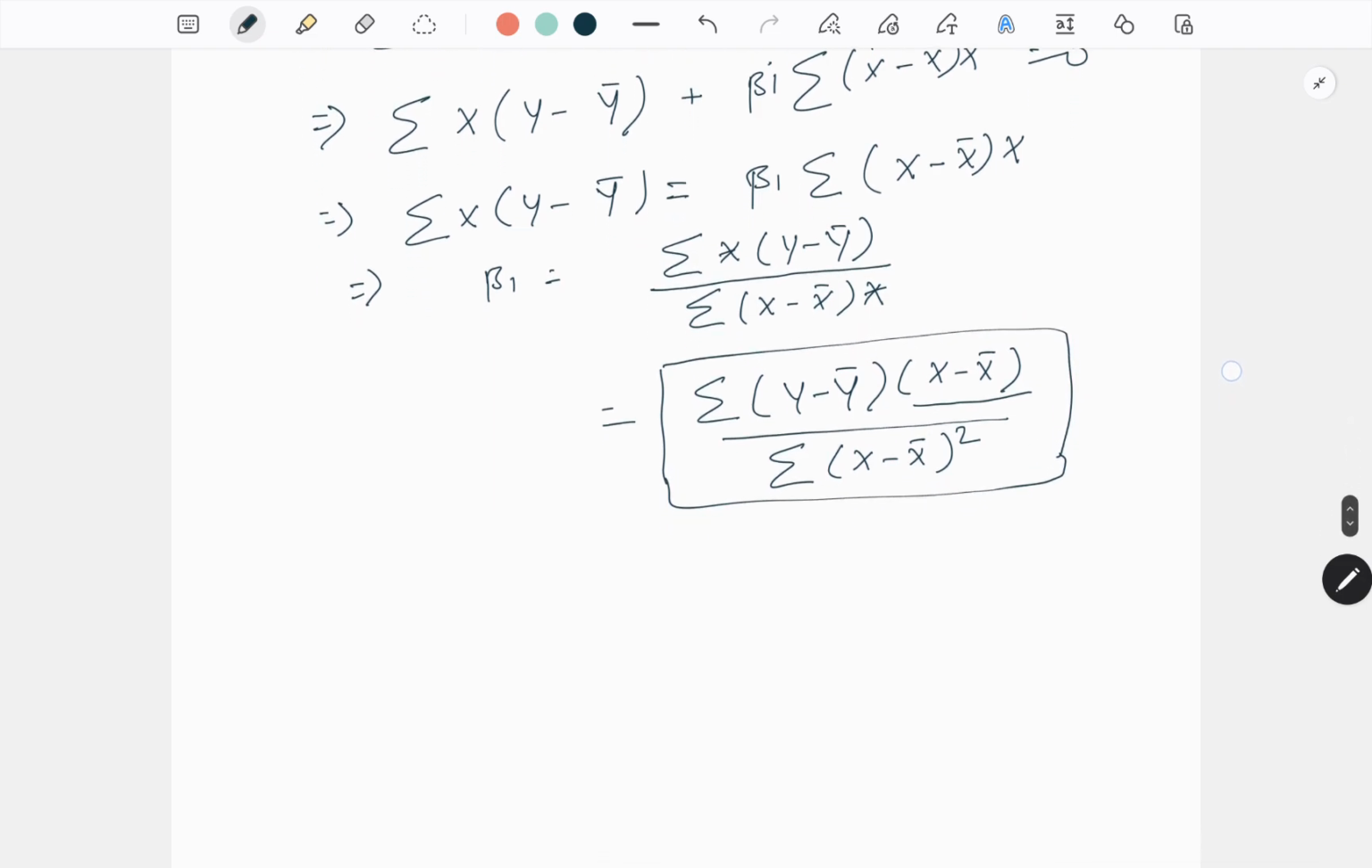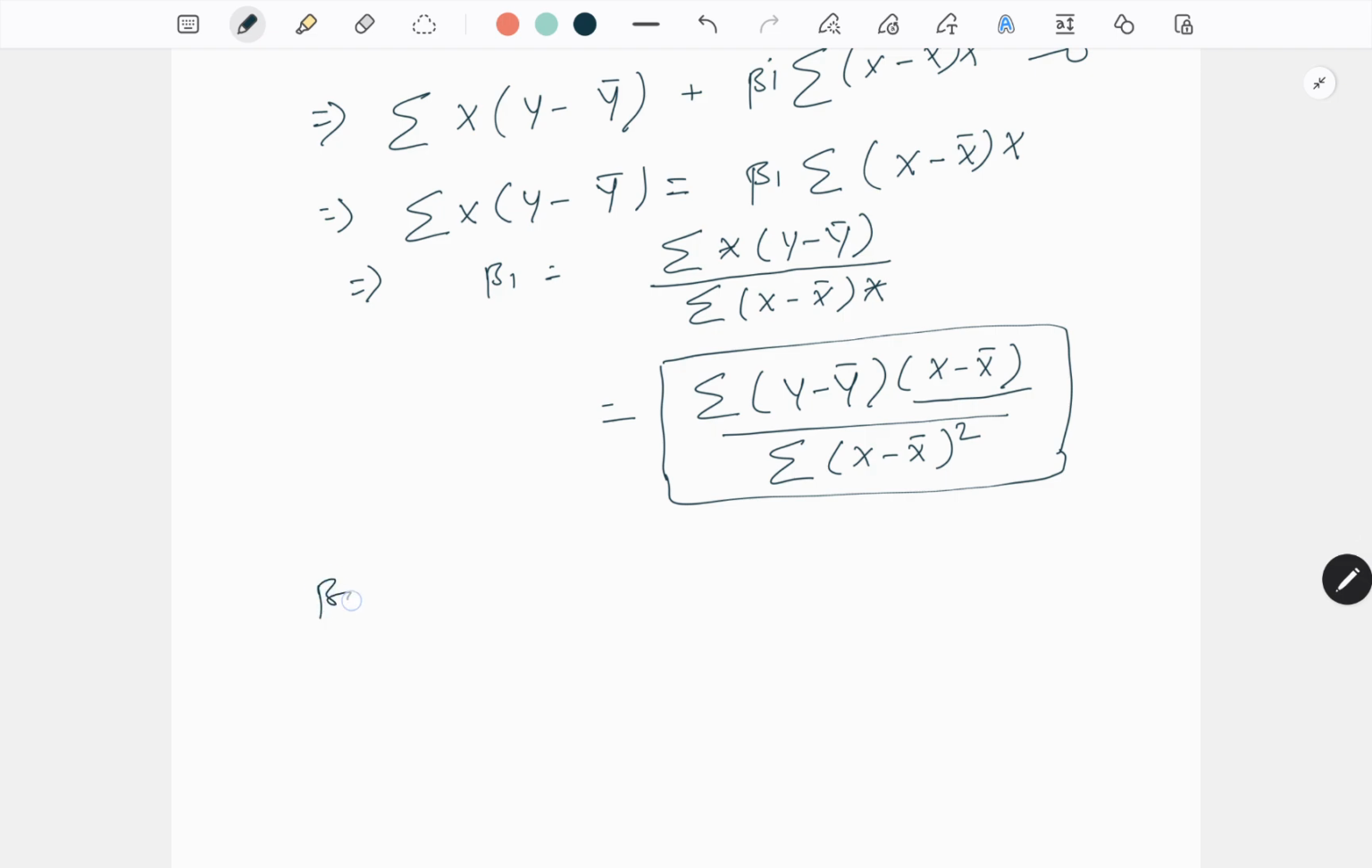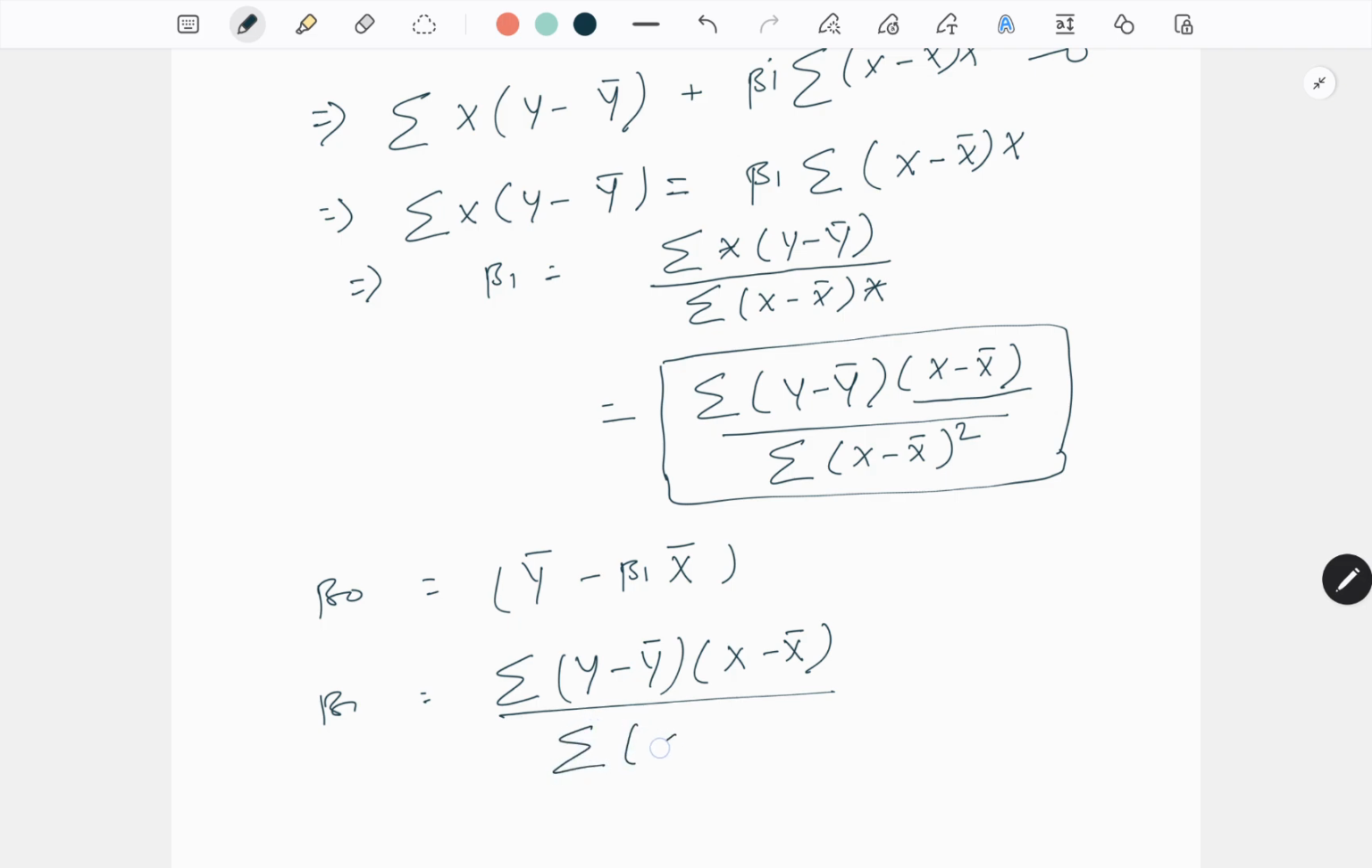So finally we have estimated the value of beta naught and beta 1. Beta naught is given by y bar, the mean of all the given y observations, minus beta 1 into the mean of all the x observations. And beta 1 can be written as the sum over (actual y minus mean of y) into (actual x minus mean of x), divided by the sum over (x minus mean of x) whole square. This way we can estimate the value of beta 1 and beta naught.